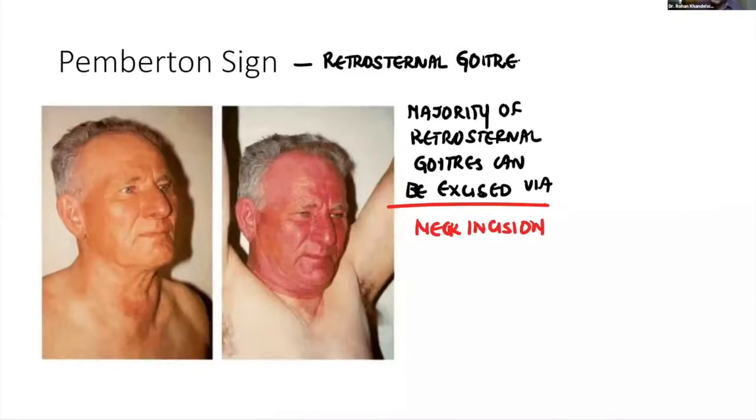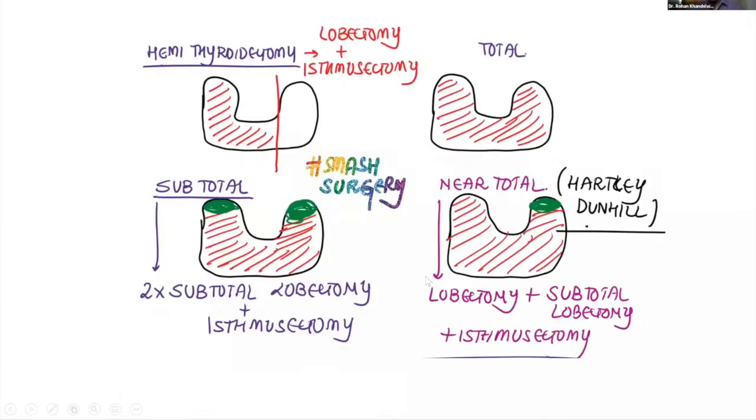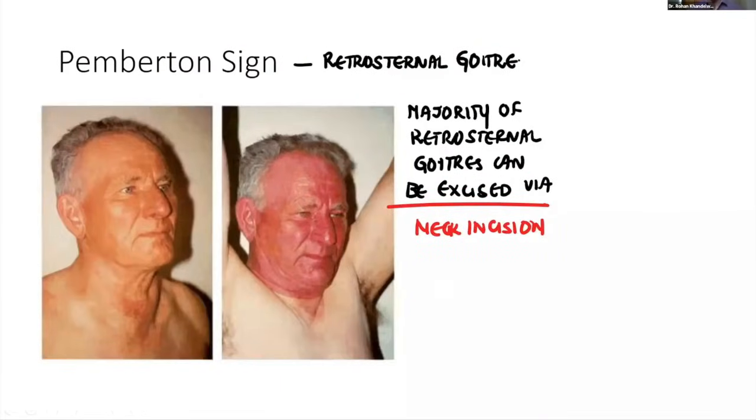This sign has also been asked in the exam. This is Pemberton sign. Pemberton sign is seen in patients with retrosternal goiter. That means when the goiter goes behind the sternum into the mediastinum. And this sign is when you ask the patient to raise his or her hands, there will be facial congestion seen.